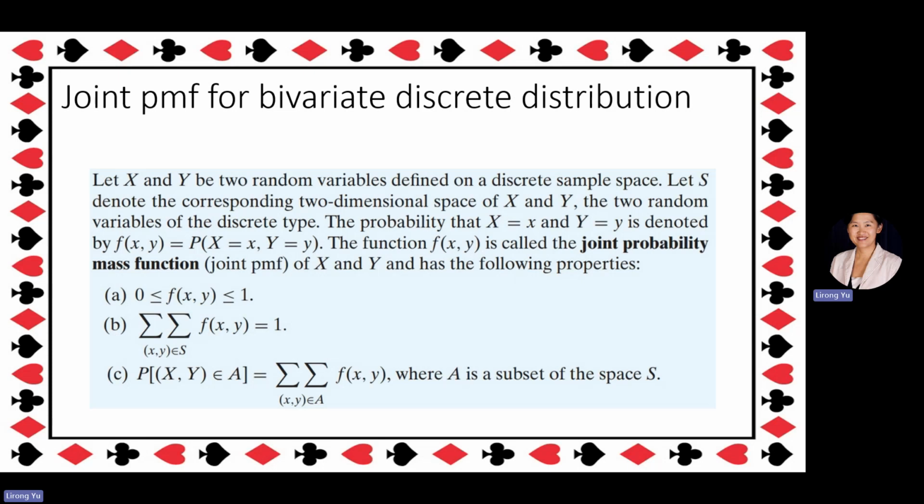This is a double summation because you have to take a sum over all possible x values and also take a sum over all the possible y values. And so there are two summation notations here. Last one, if you have a discrete bivariate distribution, the probability calculation will end up being a summation over all the points inside A. So to calculate the probability of A, you sum up all the probabilities for the xy values that are in A. That will be a summation.